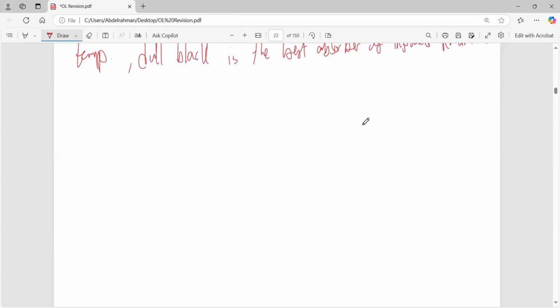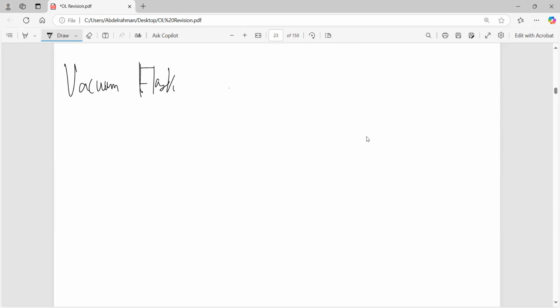Last but not least, we need to talk about the flask. The vacuum flask is a very famous example. If I want to design a flask which can keep the temperature of the water high or low for a longer time, I need to design it with some specifications. What are these specifications? Let's draw this flask.